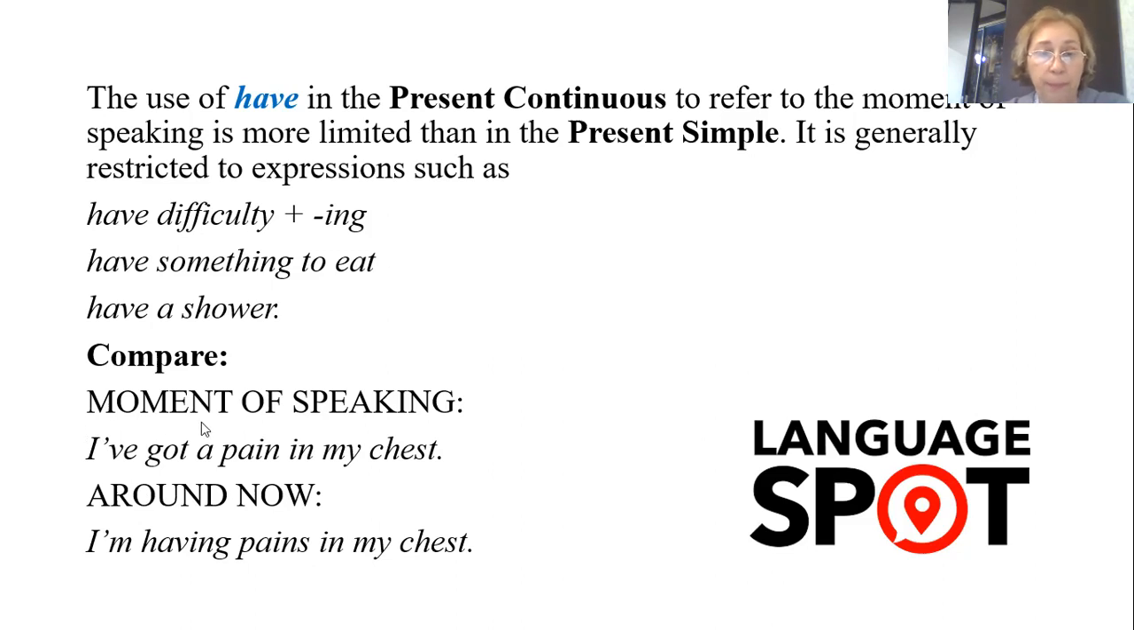Well, now let's compare moment of speaking. I've got a pain in my chest, and right now I'm having pains in my chest. So the first sentence is just the moment of speaking, and I'm having pains in my chest. This is like this week or for several days.